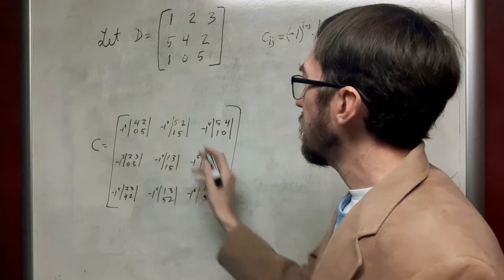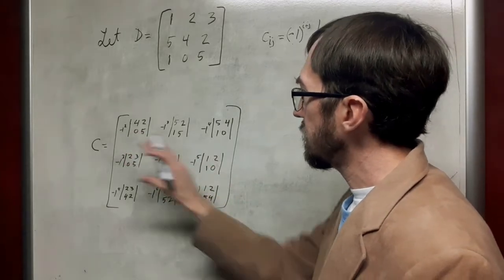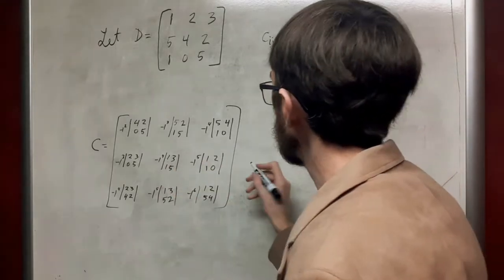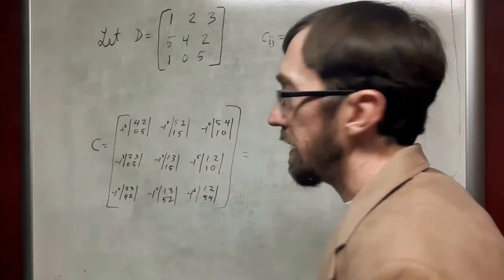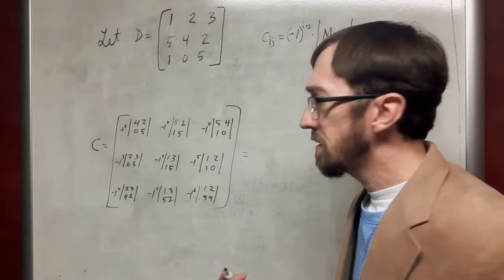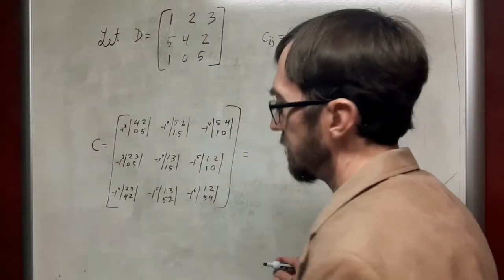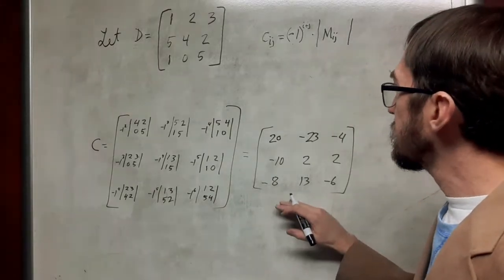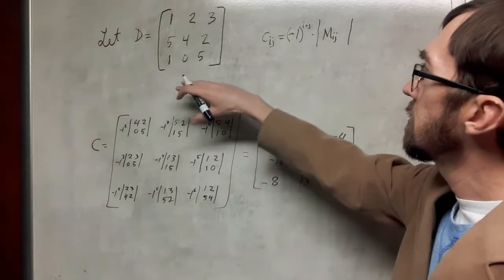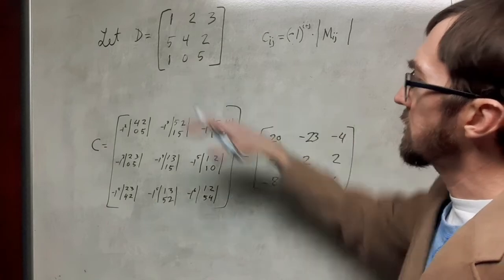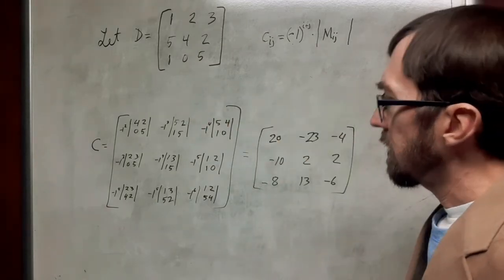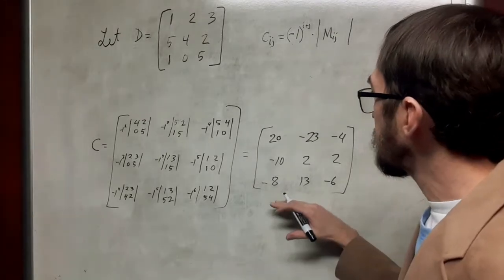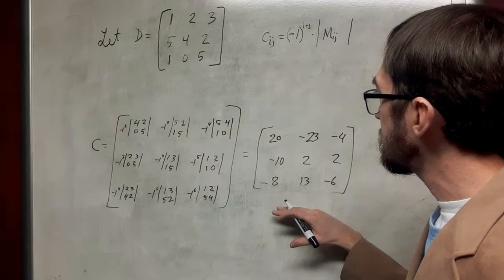Once we have all of this in our matrix of cofactors, we can go ahead and simplify this, and we will get back a 3 by 3 matrix of just individual numbers. All right, so this is our cofactor matrix that we have created based on the original matrix. And to get the adjoint, we need to take the transpose of this.